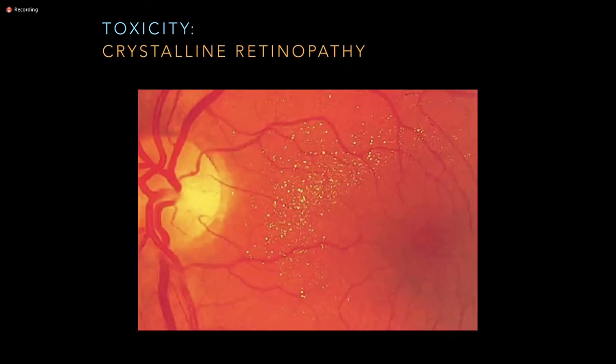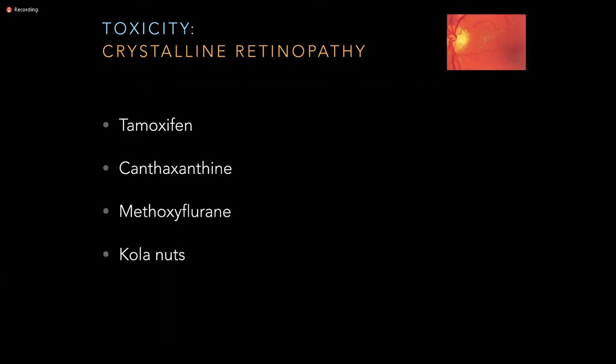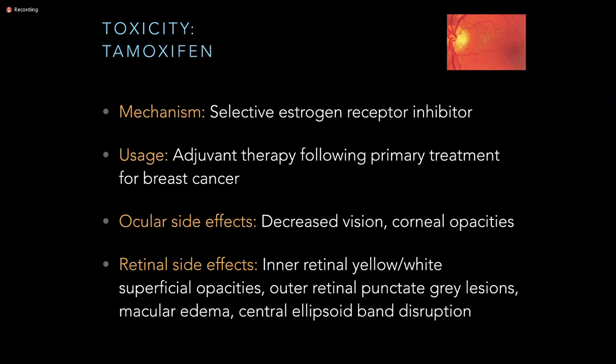Moving on to crystalline retinopathy. This is a category of conditions in which we can see crystals deposited in the back of the eye. The drugs discussed here are tamoxifen, canthaxanthine, methoxyflurane, and also a plant, kola nuts. So tamoxifen is a selective estrogen receptor inhibitor. It is used as an adjuvant therapy following primary treatment for breast cancer, commonly used. And in regard to the eye, you get a decrease in vision and corneal opacities. Retinal effects can include inner retinal yellow or white superficial crystalline opacities, outer retinal punctate gray lesions, macular edema in some patients, as well as a possible central ellipsoid band disruption.